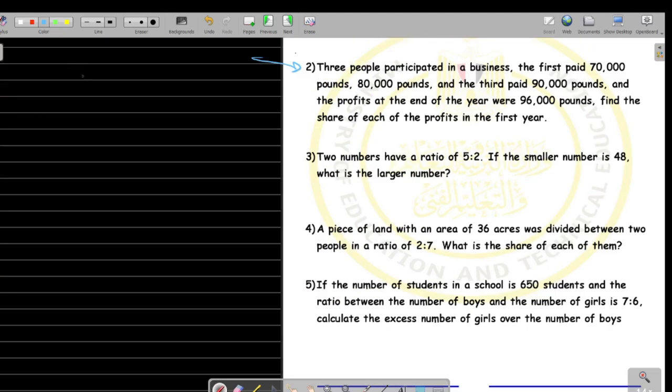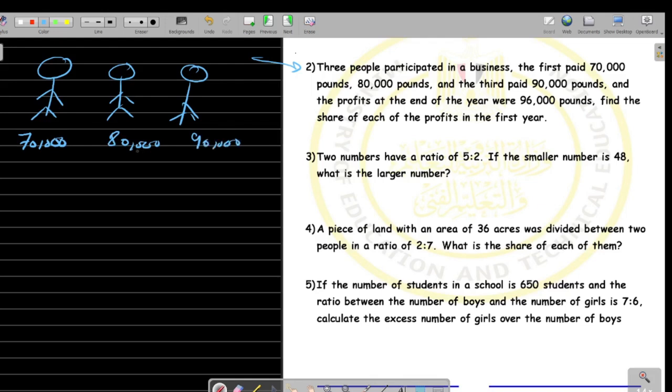Okay, 3 people participated in a business. I will draw the 3 people. 1, 2, 3. 3 people participated in a business. The first one paid 70,000. The second one paid 80,000. The third one paid 90,000. Oh, they have a lot of money. And the profits at the end of the year were 96,000.